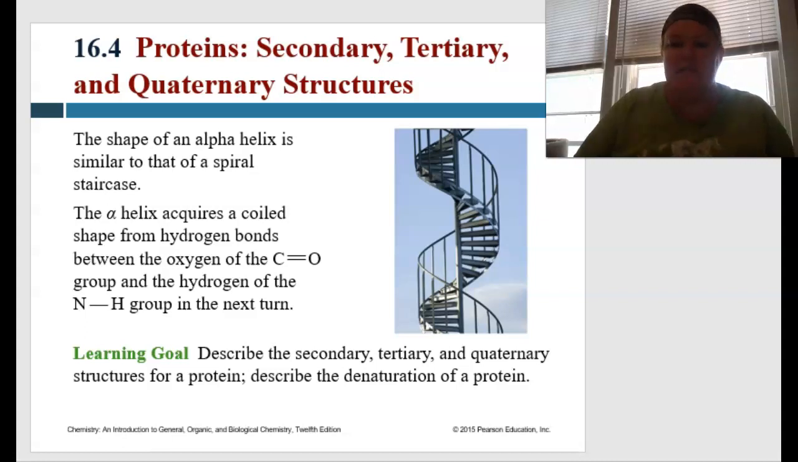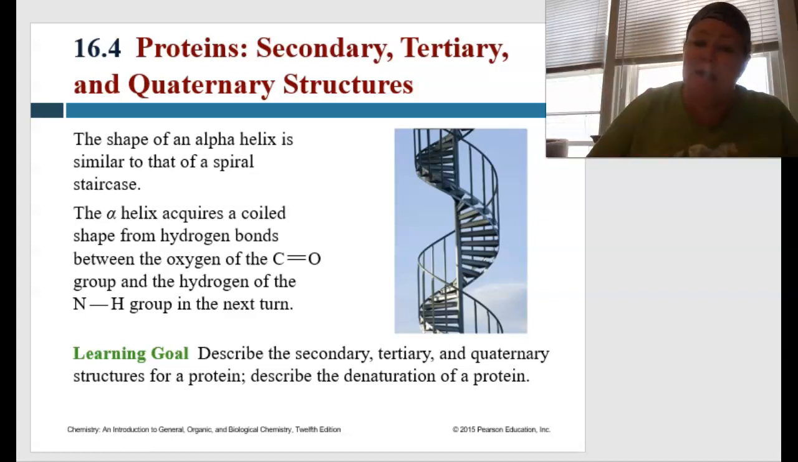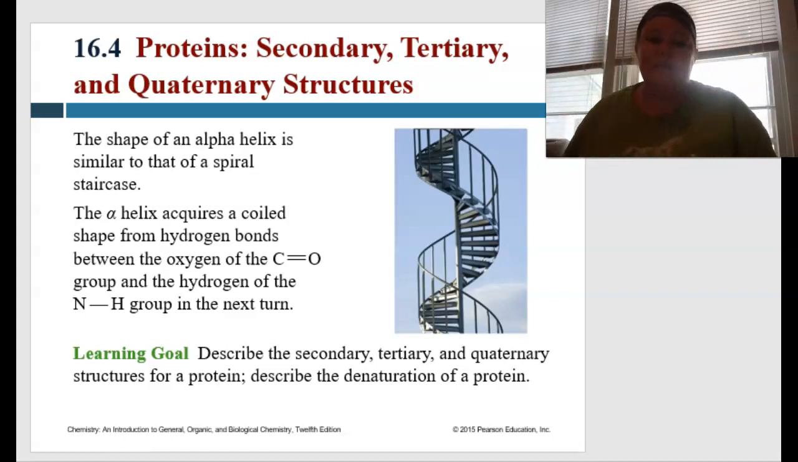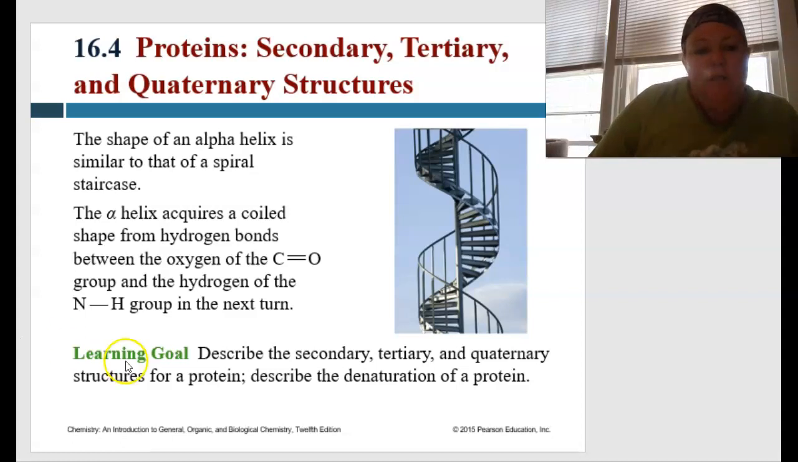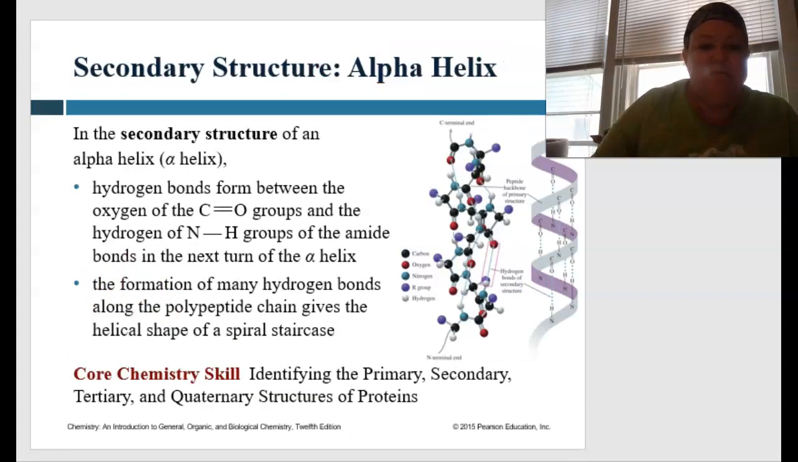So building on that primary structure and going to the other levels of folding, we're going to look at secondary, tertiary, and quaternary structures. The shape of an alpha helix is similar to that of a spiral staircase. The alpha helix acquires a coiled shape from hydrogen bonds that occur between the oxygens of the C=O group, the carboxyl group, and the NH or amine group in the next turn. So we're going to learn how to describe secondary, tertiary, and quaternary structures for the protein and how we can unravel or denature them.